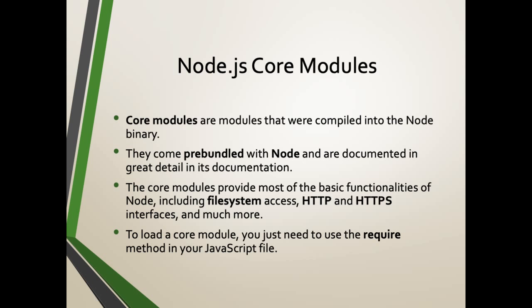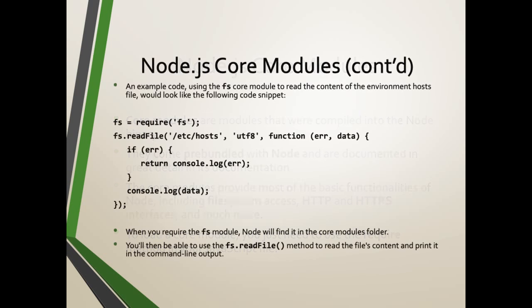Core modules are modules that are already built into the Node library. These are going to be things like writing to the file system, being able to do events, a lot of different things that are already built in. As I said, these come pre-bundled with Node: access to the file system, HTTP and HTTPS interfaces, and much more. To require these in, you use the same require, and you can look at the documentation on the Node site to see what things are currently in it. Here's an example of using the file system to read a file from the computer and then console log out the result of that file.